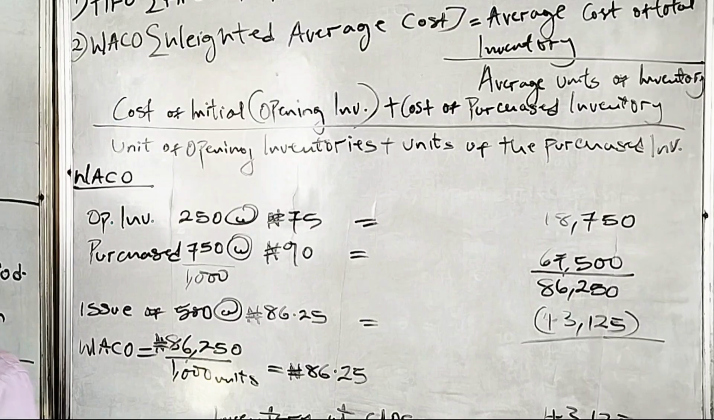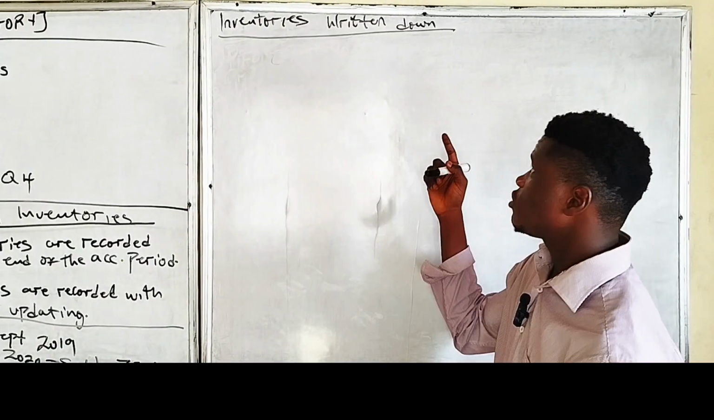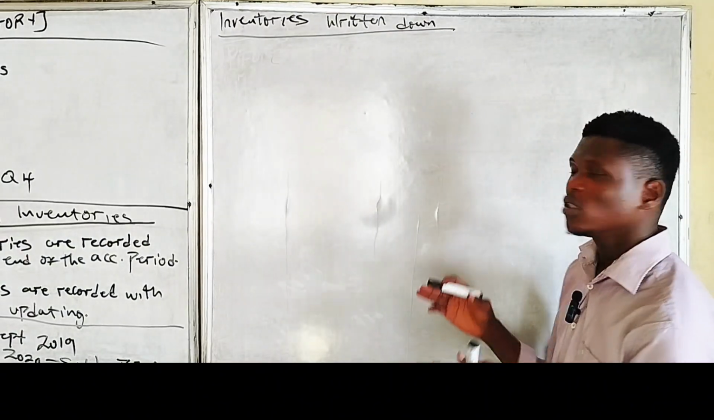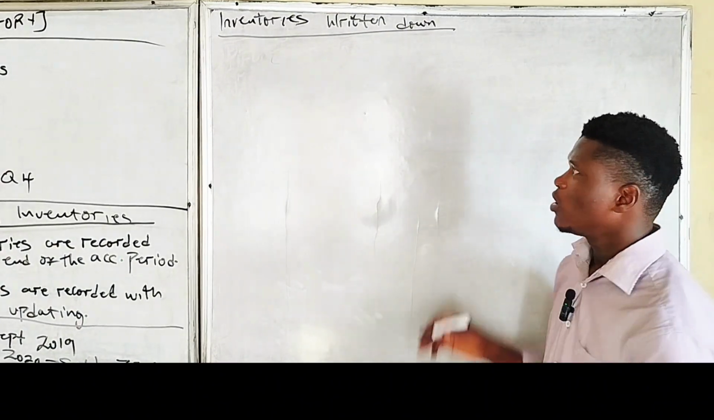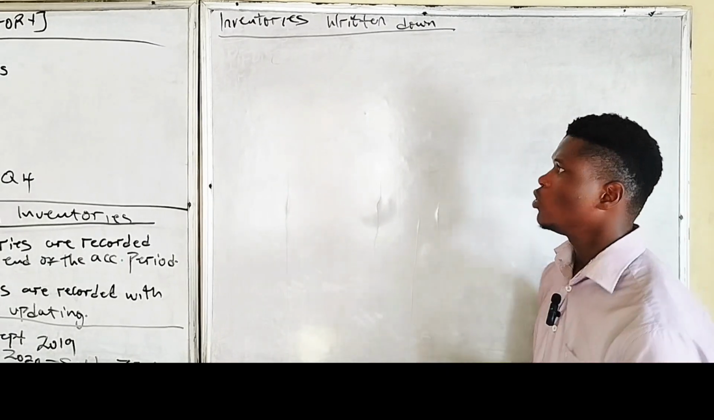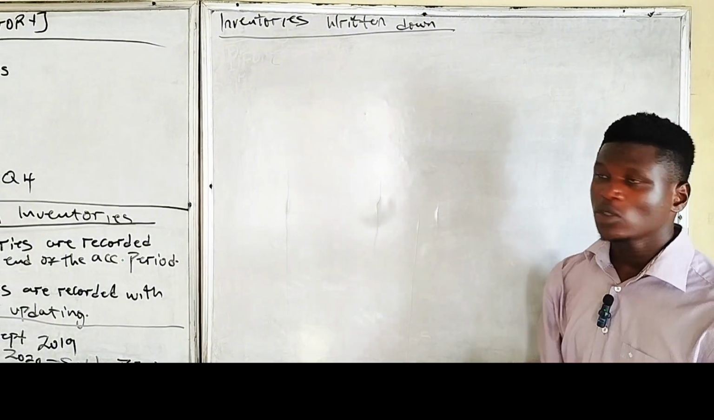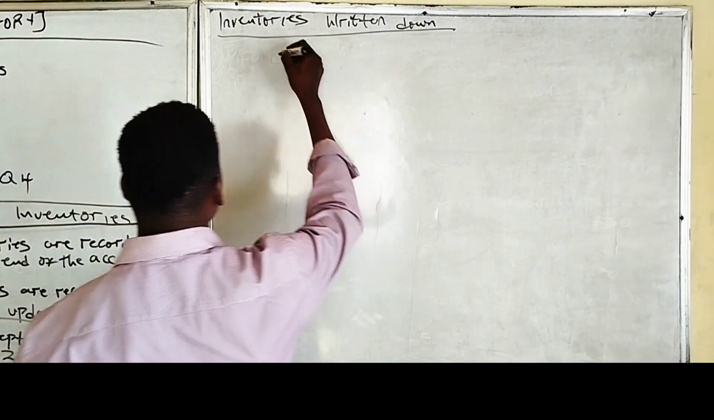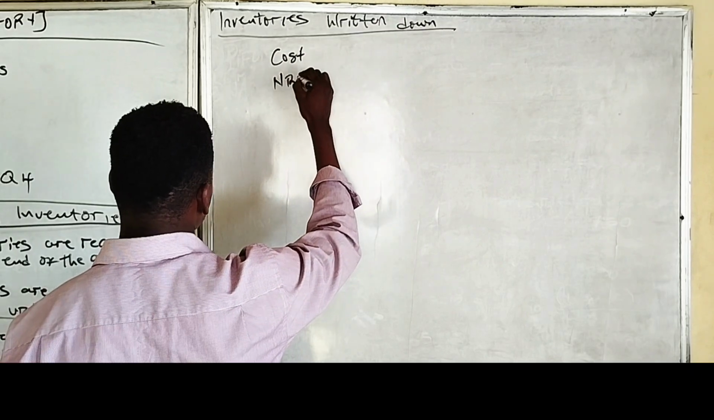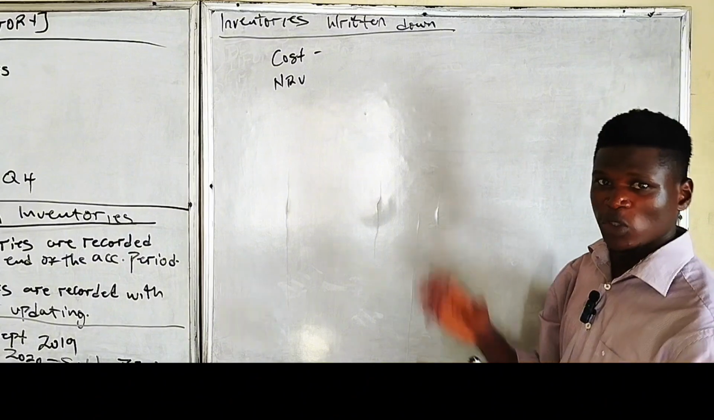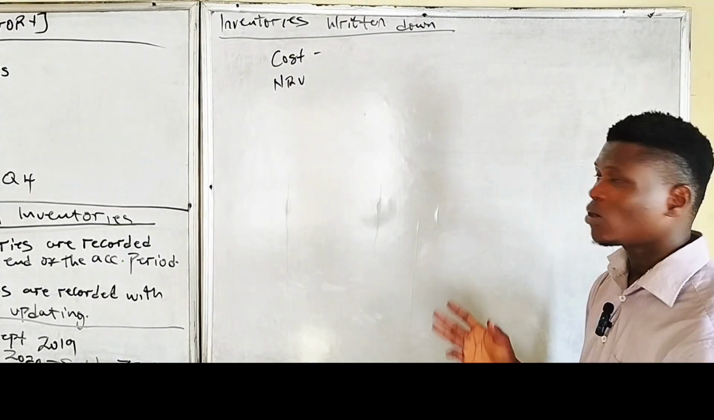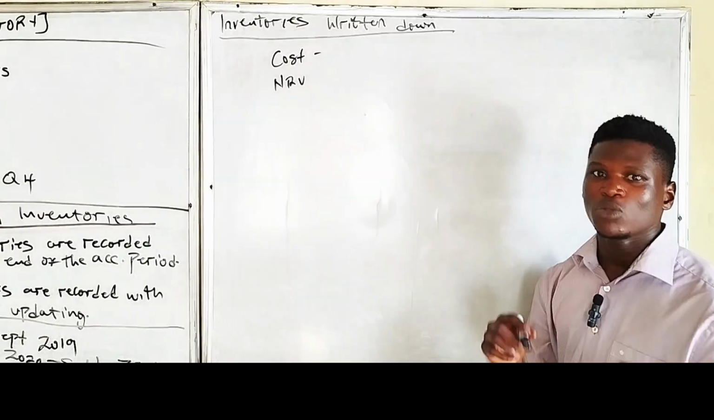So we can now proceed to another important thing, which is inventories written down. Inventories written down is a means of inventories reducing in value, the process whereby the cost of inventory is higher than its net realizable value. We said inventories are measured at the lower of cost and net realizable value. Cost includes the purchase price, the import duties, all non-refundable taxes, and every other cost incurred to bring these inventories to their sellable condition.